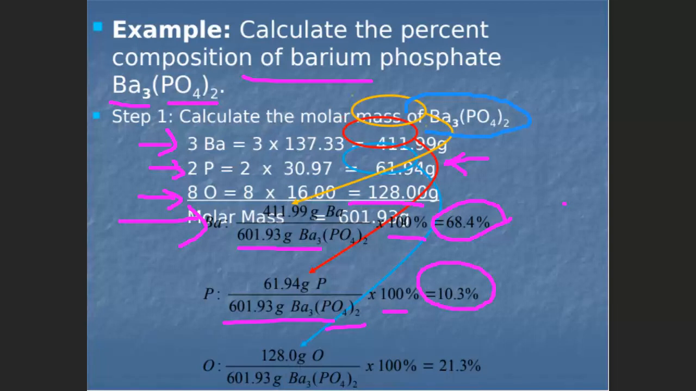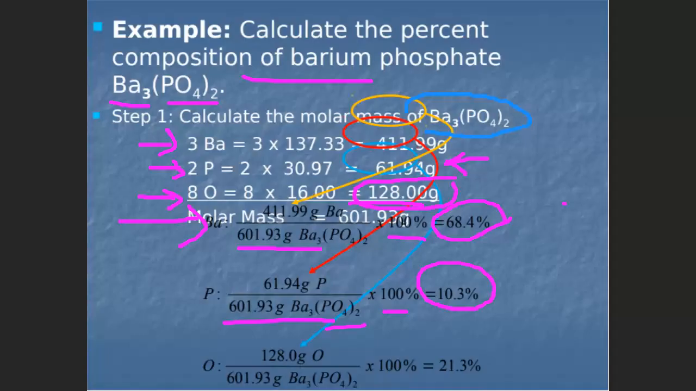Lastly, oxygen, we have 8 oxygen, so 128.0 gram divided by 601.93 gram barium phosphate times 100%. So we are getting 21.3. And I can assure you, if you now add each percentage, you will get 100. Okay, so this is how we have to calculate the percent composition.